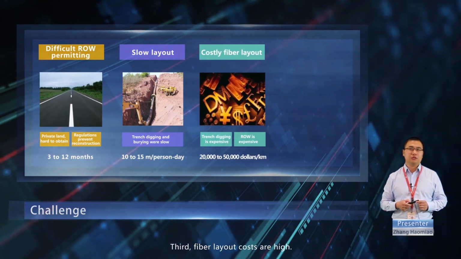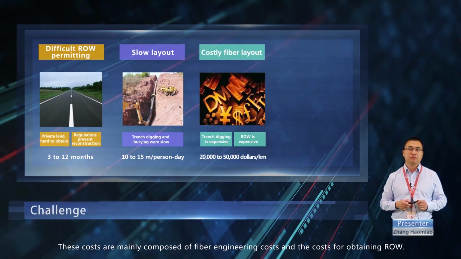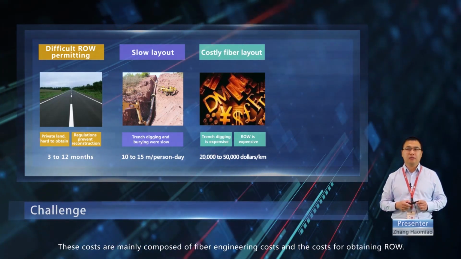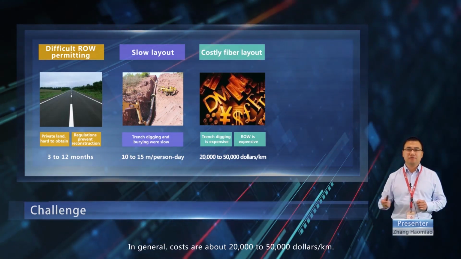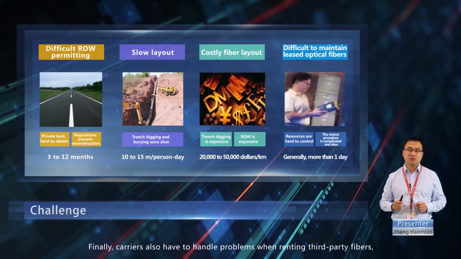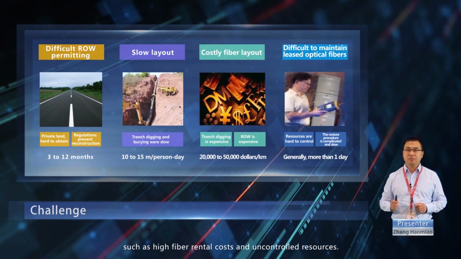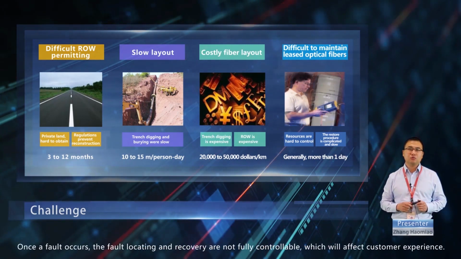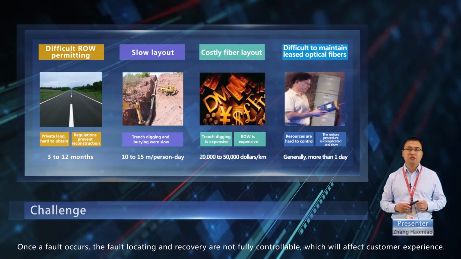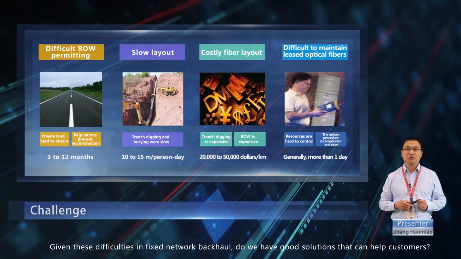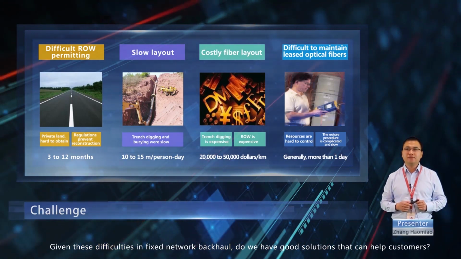Third, fiber layout costs are high. These costs are mainly composed of fiber engineering costs and the costs for obtaining right-of-way. In general, costs are about $20,000 to $50,000 per kilometer. Finally, carriers also have to handle problems when renting third-party fibers, such as high fiber rental costs and uncontrolled resources. Once a fault occurs, the fault locating and recovery are not fully controllable, which will affect customer experience. Given these difficulties in fixed network backhaul, do we have good solutions that can help customers?